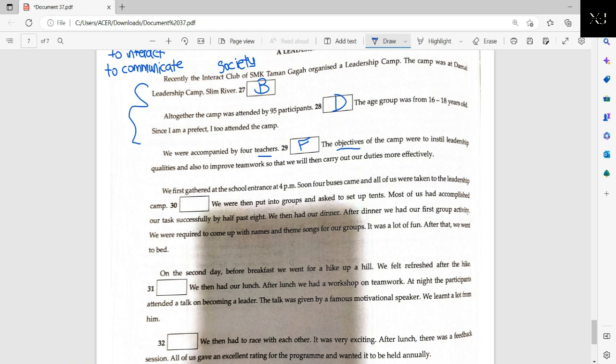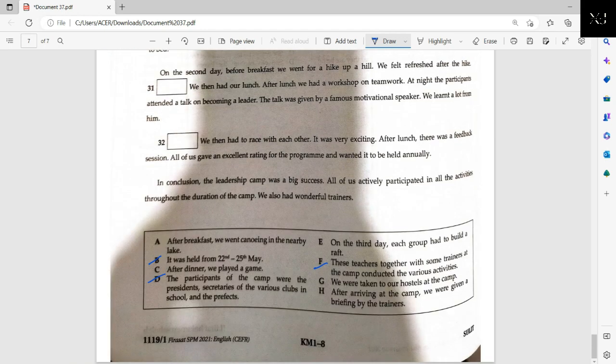We first gathered at the school entrance at 4 p.m. Soon 4 buses came and all of us were taken to the leadership camp. It must not have been somewhere far because the buses can just arrive there. We were then put into groups and asked to set up tents. So question 30 is likely going to be some procedure or something they did when they first arrived there, because you see they were taken there, so 30 might be that they arrived there and then they were sorted into groups. They had to do their first task already. So let's see what options we have.